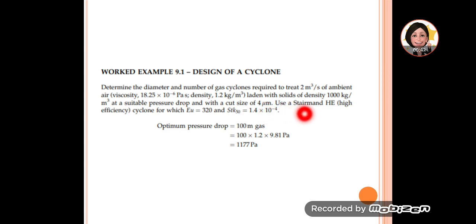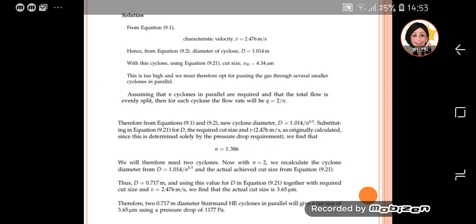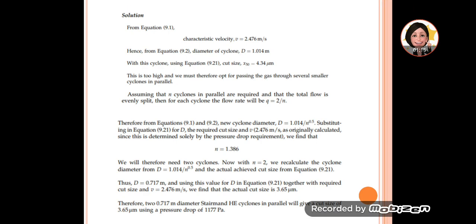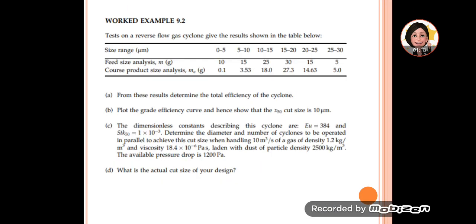This cyclone design uses Stairmand high efficiency with the Euler and Stokes 50 number fixed. This is a constant. First of all, we can determine the pressure drop from the given 100 meter gas height of a cyclone. It's the pressure drop at this height, so we times by the density and gravity, so we get the total pressure drop. The first thing that we can calculate is the characteristic velocity.